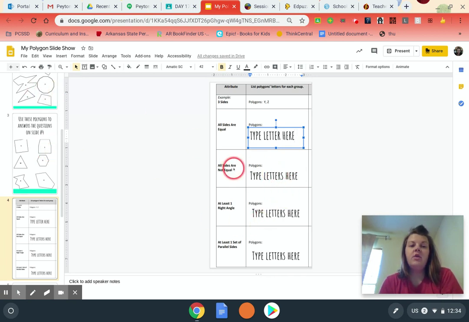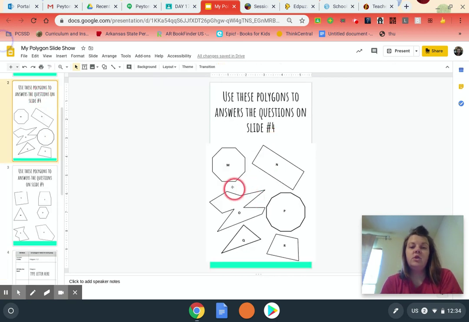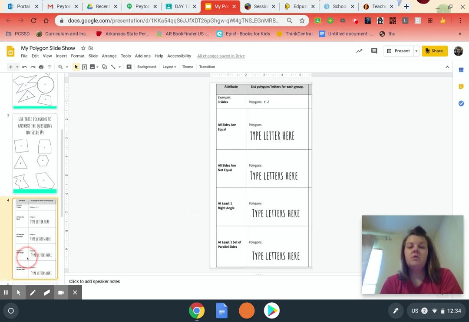Okay, the next question is list the polygons that are not equal sides. Not equal sides. Well, this one jumps out at me, O. O jumps out at me because it has a very long side and then a short side over here. So those sides aren't equal. So I would put O for this one, but there's more than that. You'll have to find them.